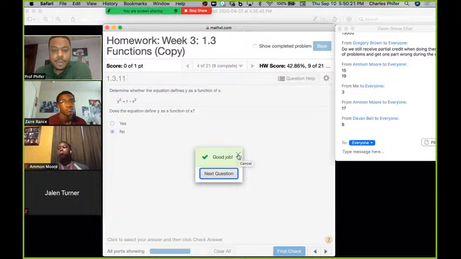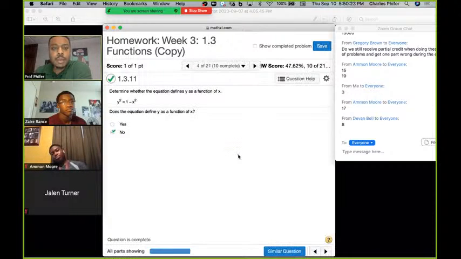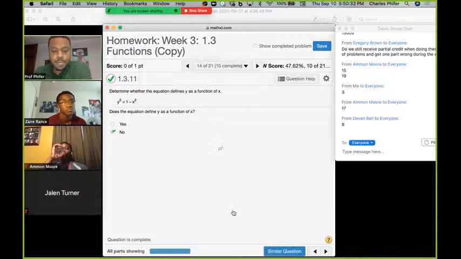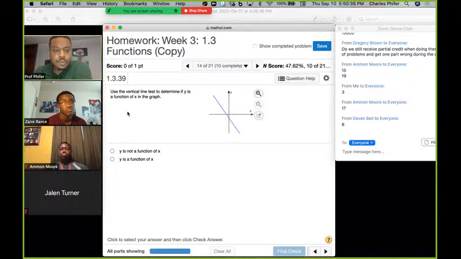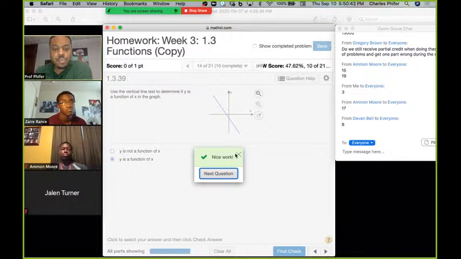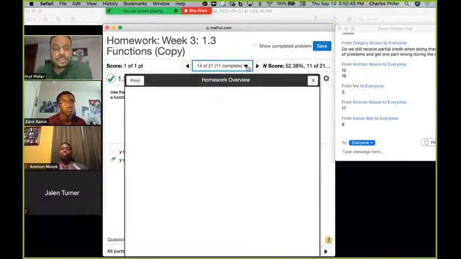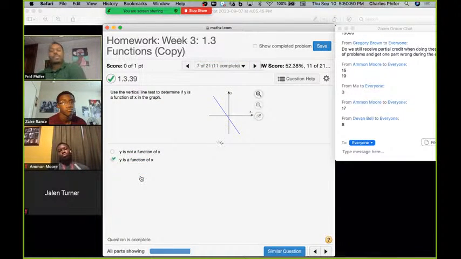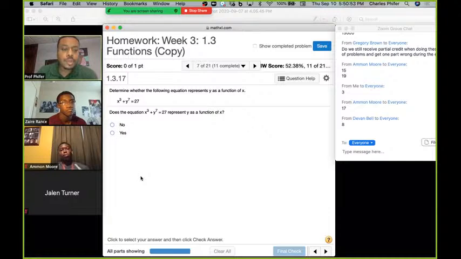Okay. All right. Hey Google, give me a random number 1 through 21. 12. Wow. So we're going to go to 14. Vertical, yes. Hey Google, give me a random number 1 through 21. 5. We're going to go to 7. Okay. Is y a function of x?